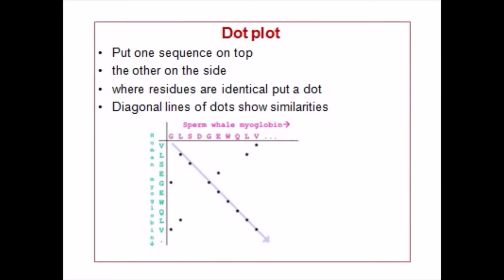In pairwise sequence comparison or pairwise alignment, the first one is the dot plot. Put one sequence on top, the other on the side. Where residues are identical, put a dot. Diagonal lines of dots show similarities. This is one of the examples for comparison: sperm whale myoglobin and human myoglobin.